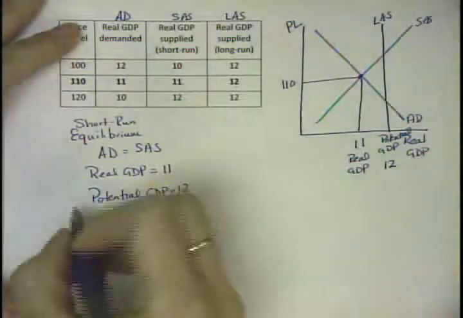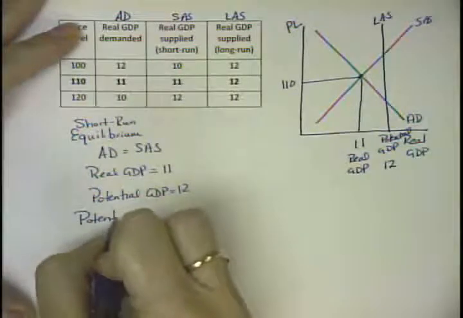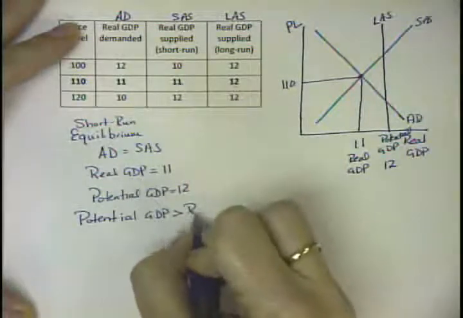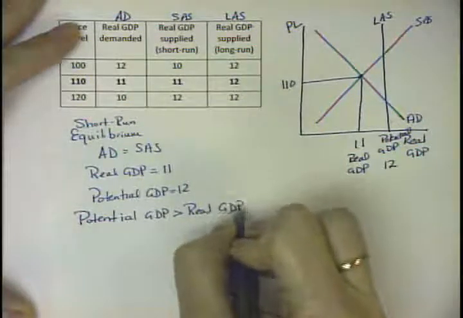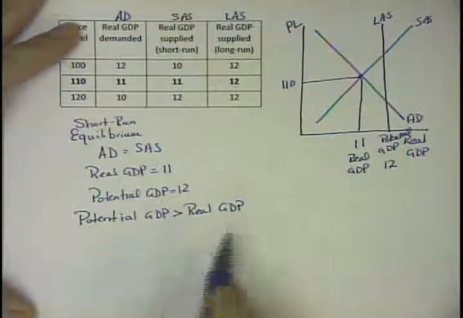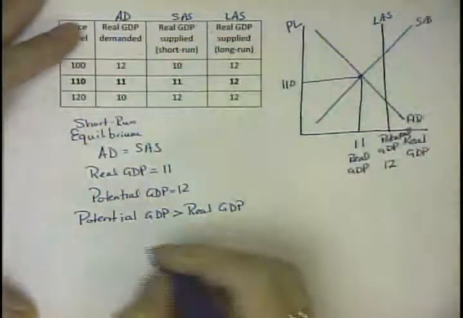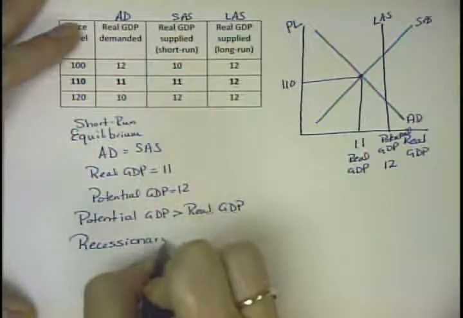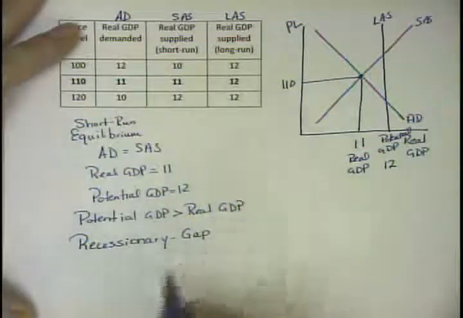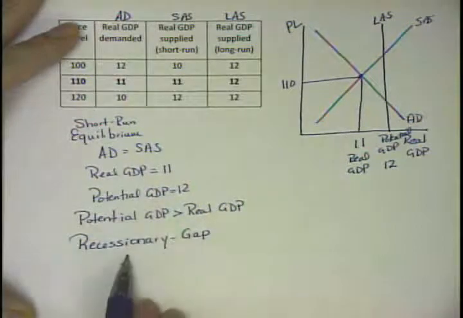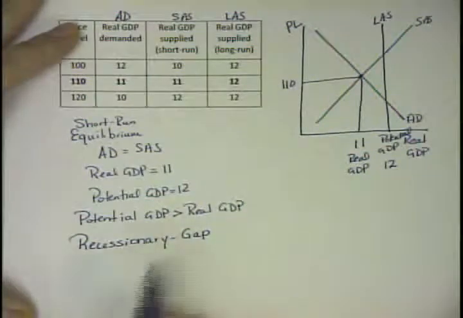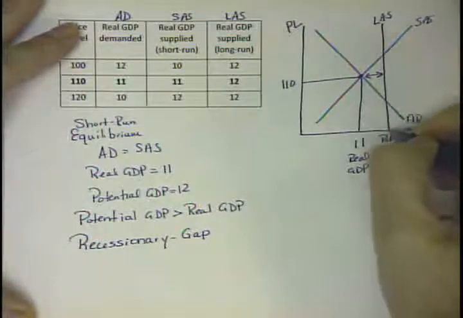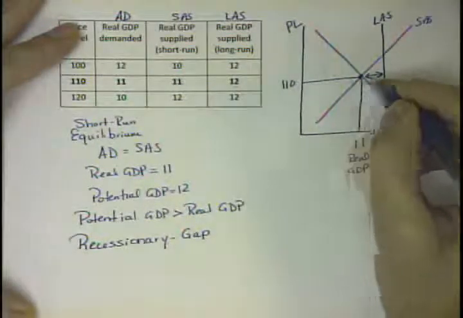So in this case, potential GDP is greater than real GDP. Potential GDP is greater than real GDP, so we have something called a recessionary gap. Because potential GDP is greater than real GDP, that's called a recessionary gap. This shows our recessionary gap. The LAS curve is to the right of our real GDP.